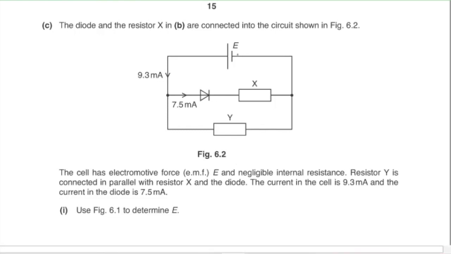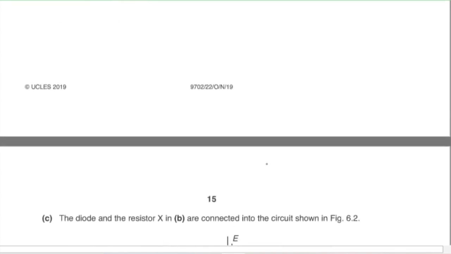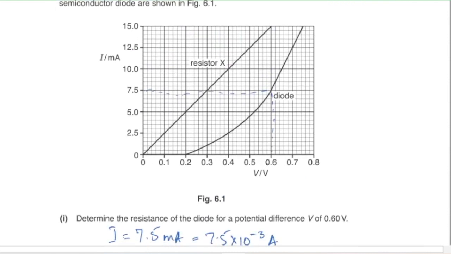So EMF E of the cell is going to be equal to the voltage in each loop, means this first loop and then this second loop. And this is the rule in parallel circuits, that voltage of the supply is going to be the voltage in each of the loops. This means that PD across diode and resistor X is going to be equal to EMF of the cell. Now when we look at figure 6.1, you will see that when current across X and diode is 7.5 milliamperes, PD across resistor X is 0.3 volts and PD across diode is 0.6 volts.